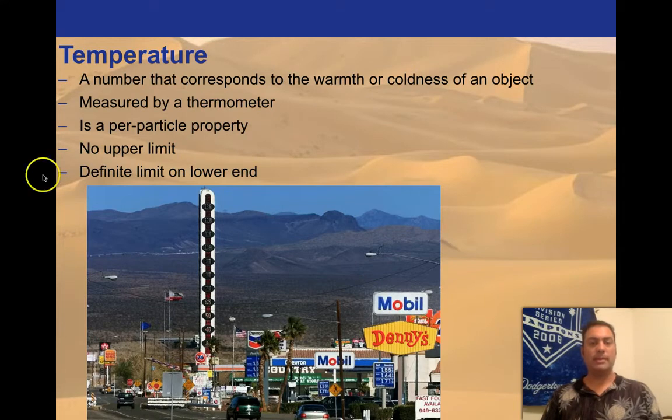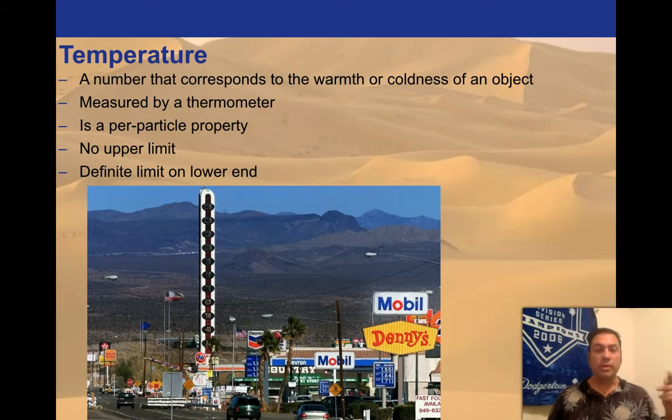There's no upper limit to how hot something can get. It can get billions, trillions, quadrillions of degrees. It can go to some infinite number of degrees, right? We don't know. But it does turn out that there is a definite lower end. There's a point at which you can get no colder, and that is something we'll describe here momentarily as absolute zero.